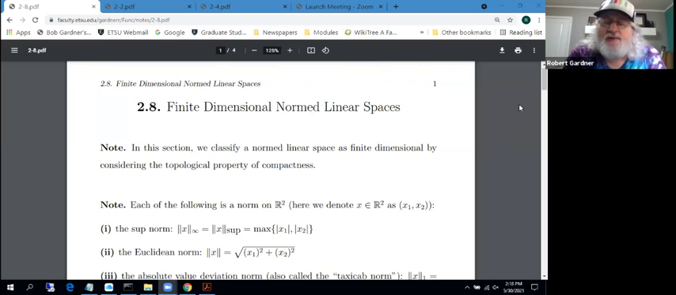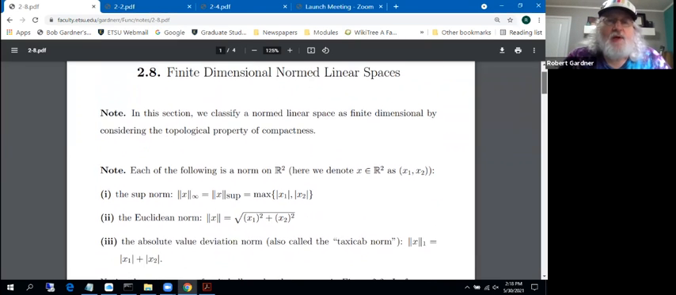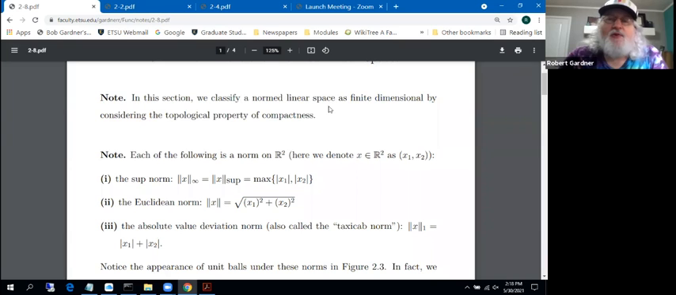So many of the results we see in this section, though heavy on the analysis stuff, there's nothing really surprising that's going to happen in this section. When we go to infinite dimensions in the more unfamiliar setting, then some pretty weird stuff is going to happen. So in this section, we'll classify a normed linear space as finite dimensional by considering the topological property of compactness. We'll go back and look at our definition of compactness here when appropriate.